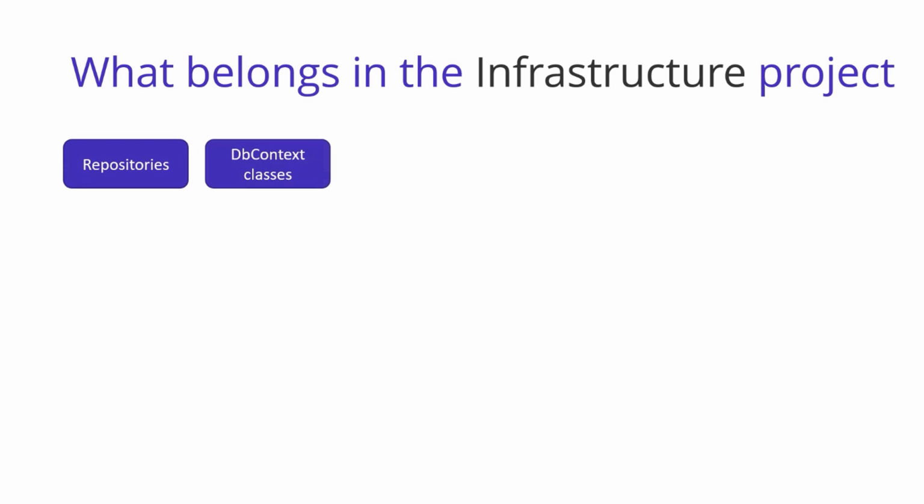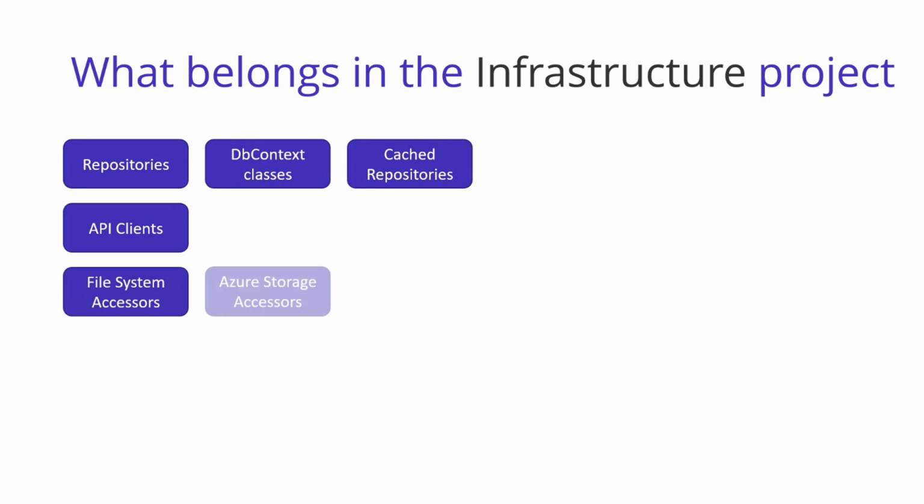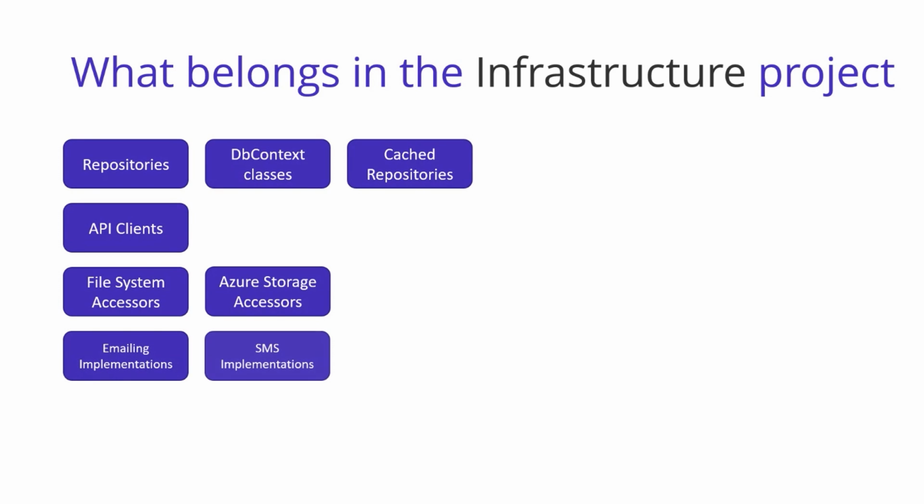So it's going to have data access in the form of repository implementations, DB contexts, cached repositories if you're using that. It might have API clients, how to talk to the file system, whether you're talking to an actual file system on your local machine or talking to something like Azure Blob Storage using some kind of storage accessor. Any type of email or SMS stuff is going to go in there. Access to the system clock might go in there.